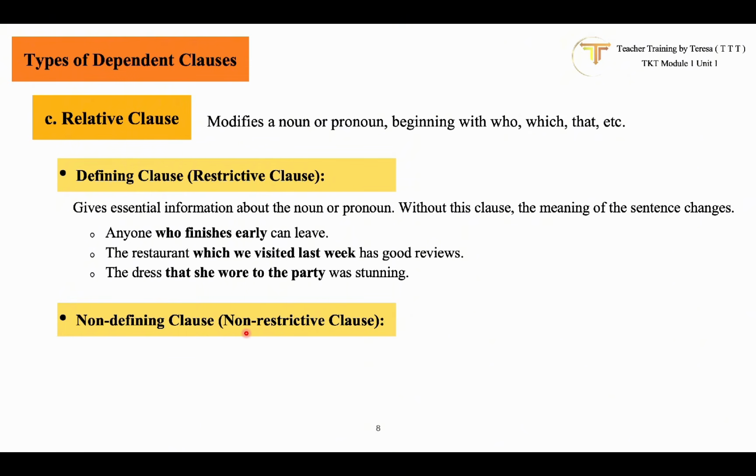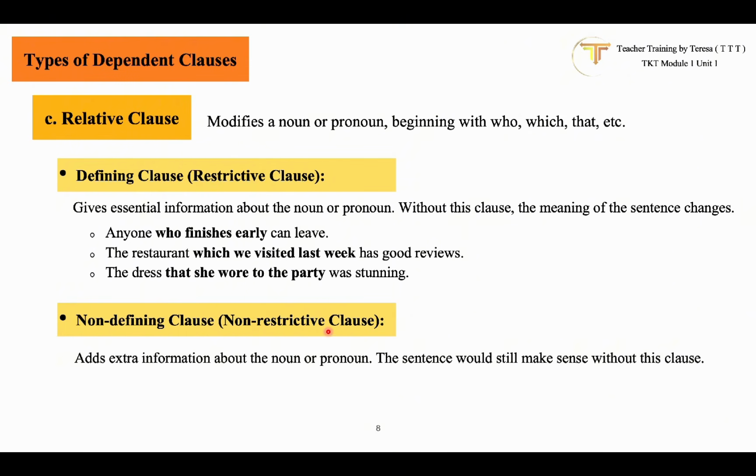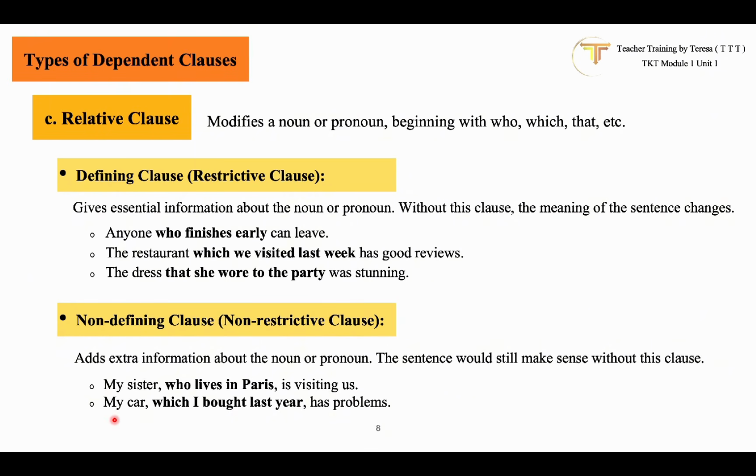Non-defining clause, or non-restrictive clause, adds extra information about the noun or pronoun. The sentence would still make sense without this clause. Examples: My sister, who lives in Paris, is visiting us. My car, which I bought last year, has problems. The new cafe, that just opened, is popular.